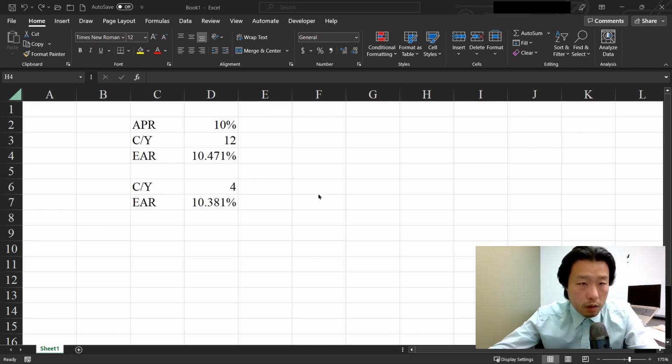It means that if you compound the APR 4 times a year, the effective annual rate becomes 10.318%, which is lower than the 10.471% in the earlier question. The rule of thumb is that if the compounding frequency increases, the effective annual rate is going to increase as well, keeping other things constant.